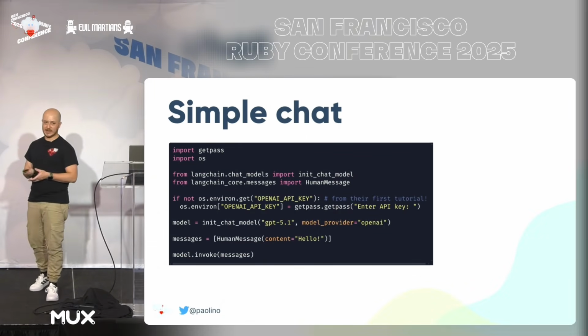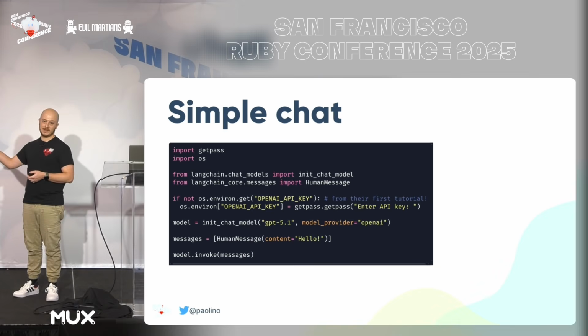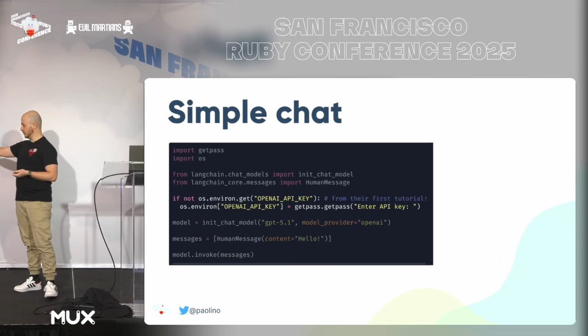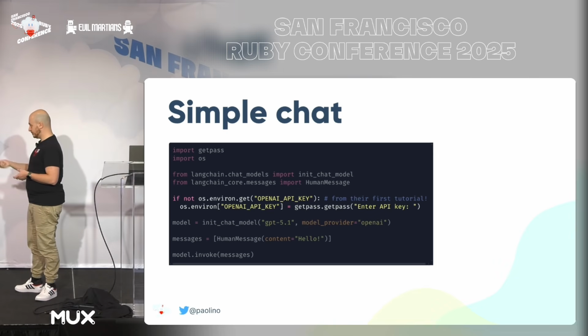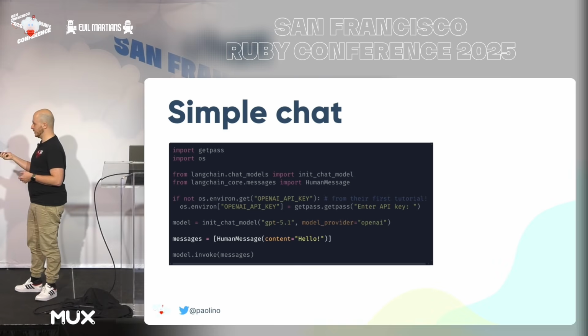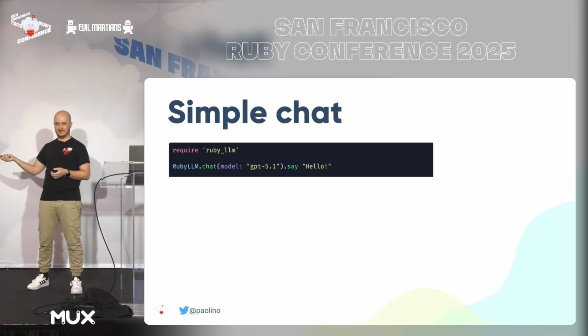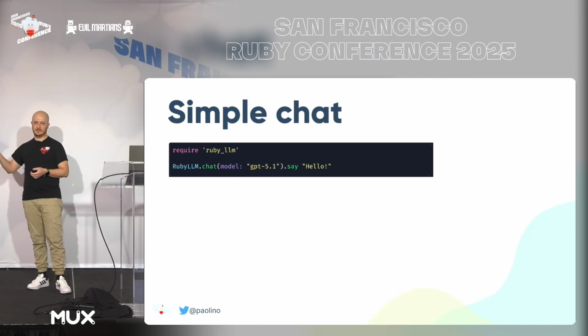So this is a simple chat. This is Python's LangChain, and this is how you just chat with an LLM. You first need to import a bunch of stuff. This is actually in their tutorial. They ask you to ask the password from the standard input. And then you need to initialize the model, put the messages in there, and then invoke it. Why? This is how to do this in RubyLLM.